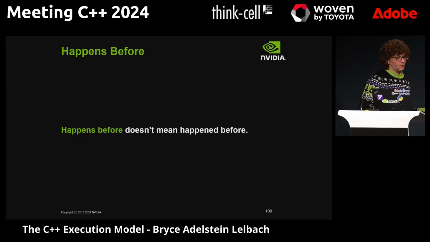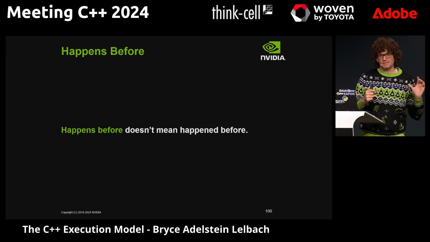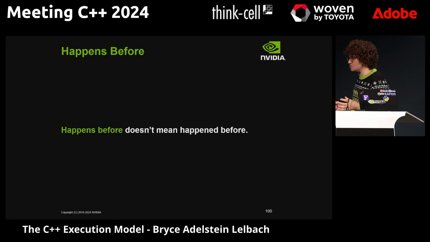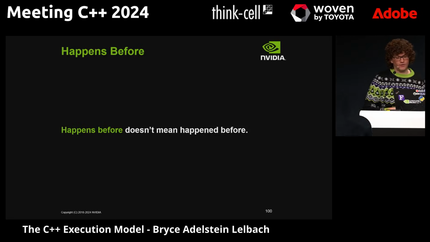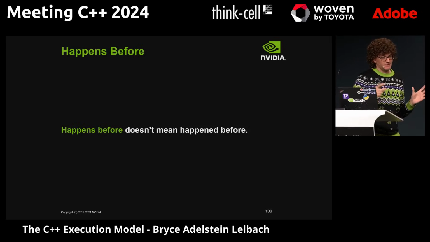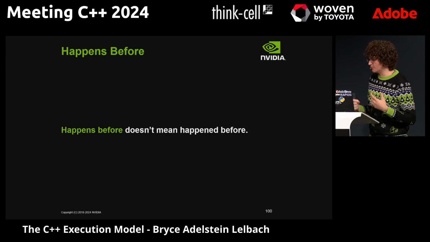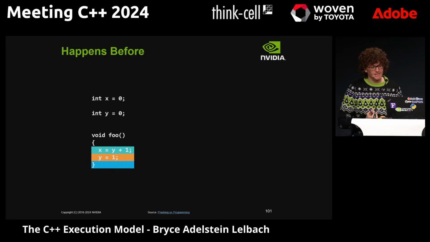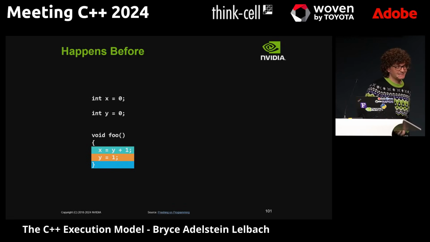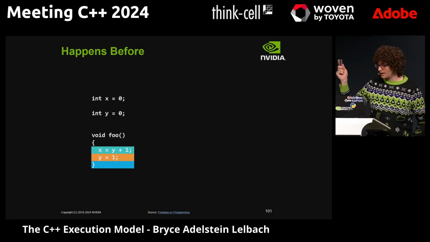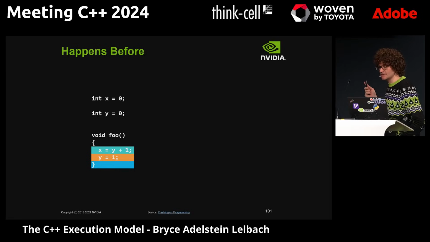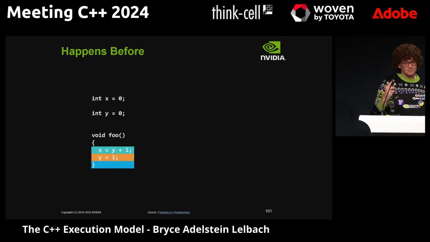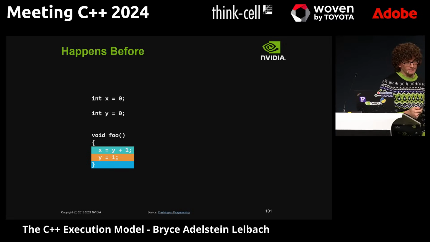Now, happens before doesn't mean that something temporally happened before something else. Generally speaking, if you were able to write a program that was to witness this disconnect, then your program would have undefined behavior. So for example, consider the function foo here. It sets x to y plus 1, and then it sets y to 1. The assignment to x is sequenced before the assignment to y.